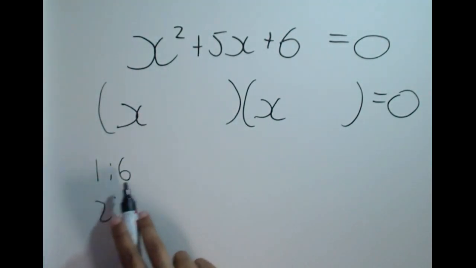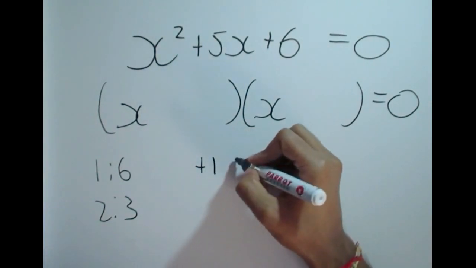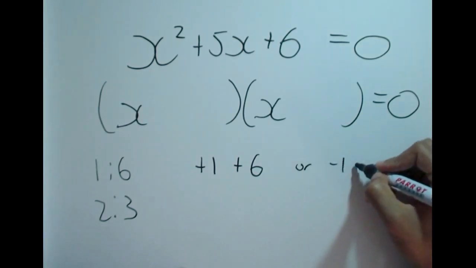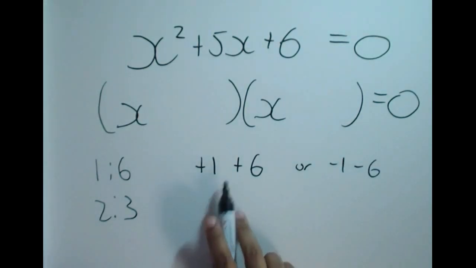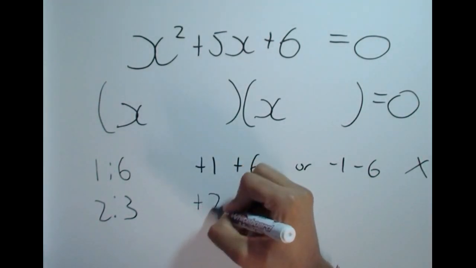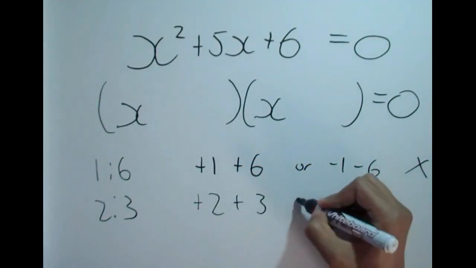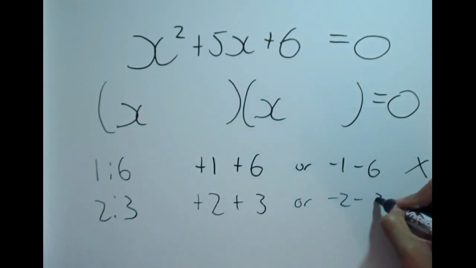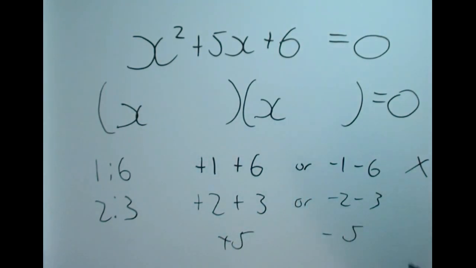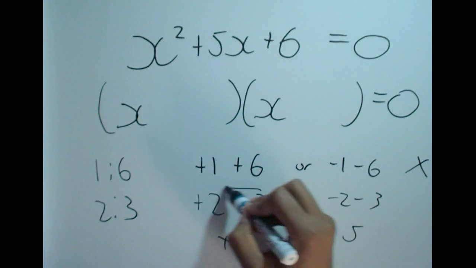So what I'll have to do is I'll have to have plus 1 plus 6, or I'll have to have minus 1 minus 6. Now this gives me positive 7, and this gives me negative 7, and that's not a plus 5, so this does not work, and this factor pair does not work in this example. Let's look at the next factor pair. We could have 2 plus 3, or we could have minus 2 minus 3. So this will give me a plus 5. This will give me a minus 5. So here we have a plus 5. So this is what we want.